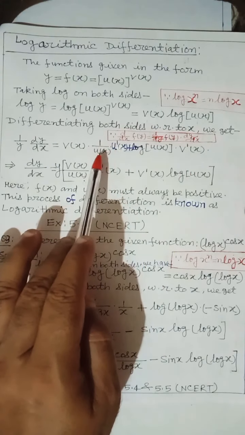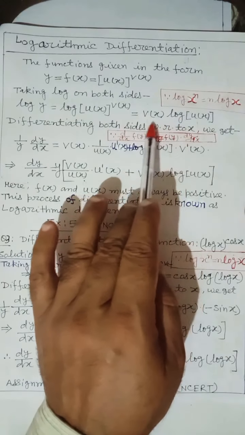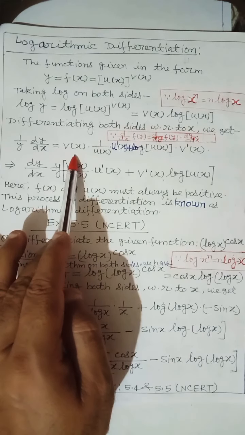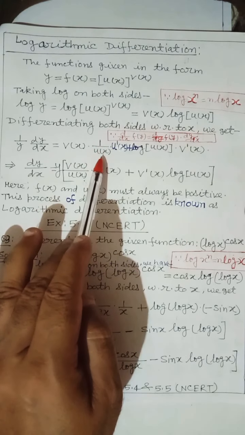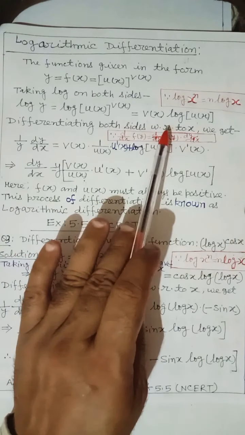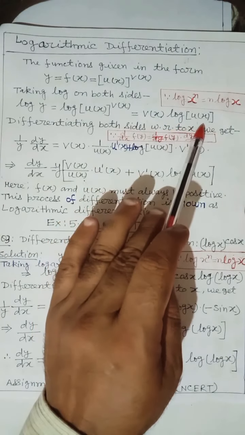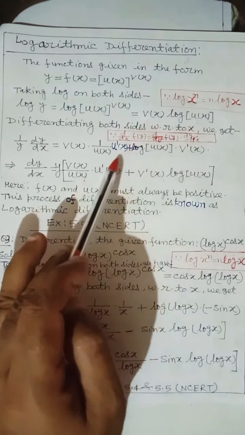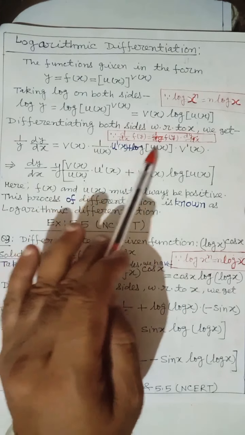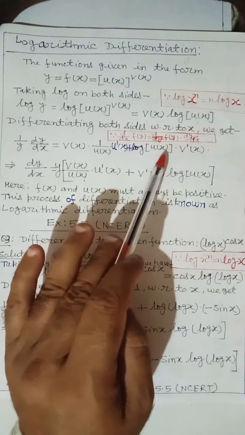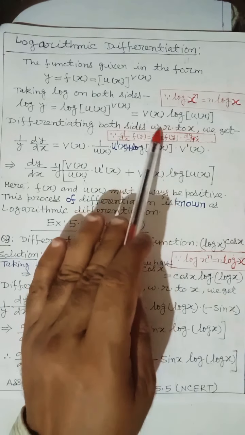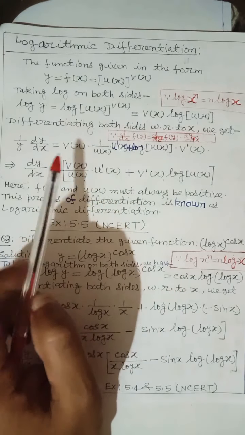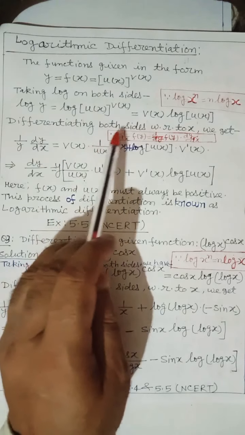Here we use the product rule, v(x) into log u(x). Product rule, first function into derivative of second function. So d by dx of log u(x), we get 1 by u(x). Again we differentiate u(x), so we get u'(x), plus second function log u(x) into d by dx of first function, so we get v'(x). In this way we differentiate this function.